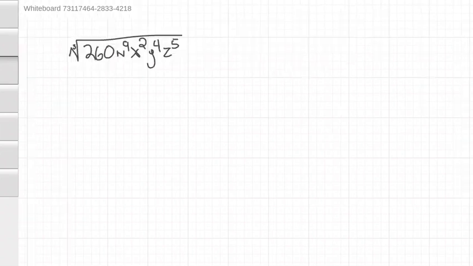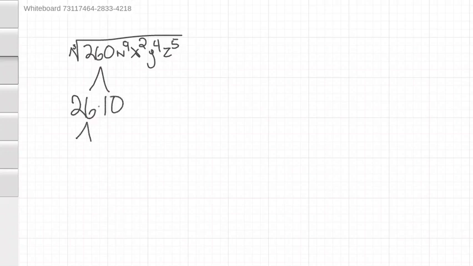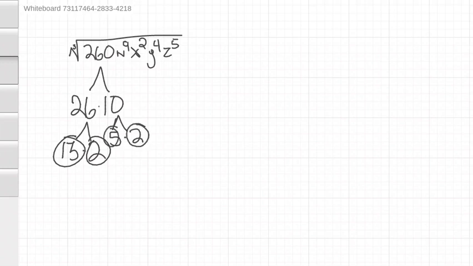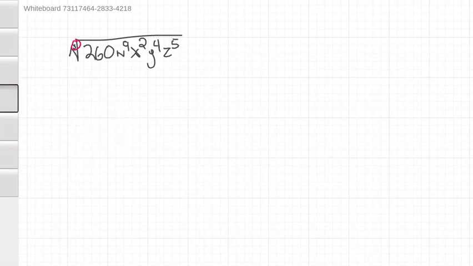Let's do one more. 260 can be divided into 26 and 10, and 26 can be divided into 13 and 2. Those are prime numbers, and 10 can be divided into 5 and 2. Again, those are prime numbers. Let's take a look at our index. Our index is 3, so we need to find the same value times itself 3 times. Since we don't have any there, 260 stays inside.